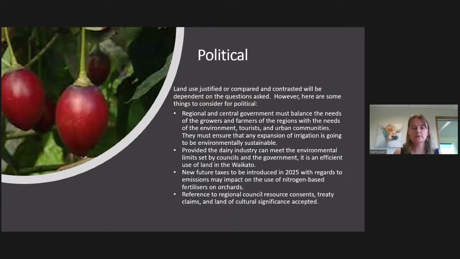Okay, and lastly, political. So justifying for political could be because it's been mandated and it's going to be better for the environment or better for social sustainability. It's going to be better for our people. It could be that future taxes are going to be introduced on emissions, and therefore that's going to have an impact on your nitrogen use on your cropping. So you might have to now look at your costs associated with that.